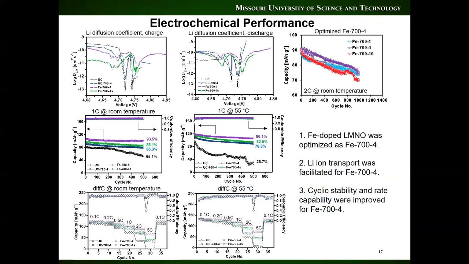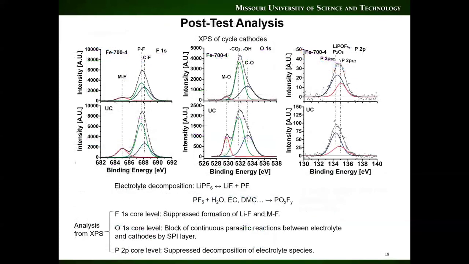The introduction of iron surface doping to LNMO significantly improved the lithium diffusion coefficients, the specific capacity at different current loading, and the cycle life, at both room temperature and 55 degrees C. These results were accomplished after we performed an optimization of annealing duration. According to our post-cycling test analysis, the merits of this modification are suppression of decomposition and oxidation of electrolyte species, and the stabilization of the SPI layer.